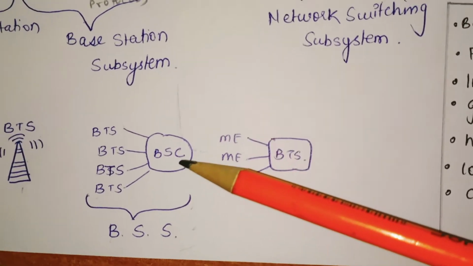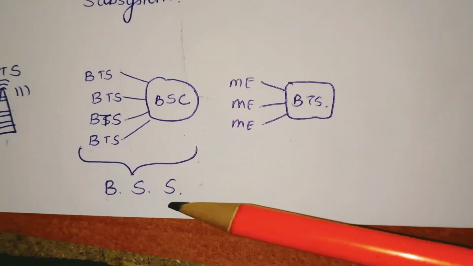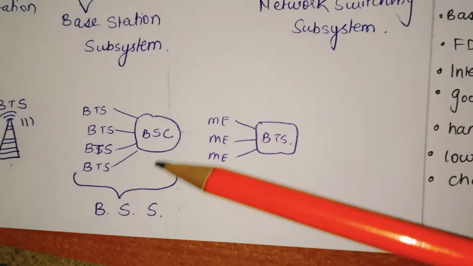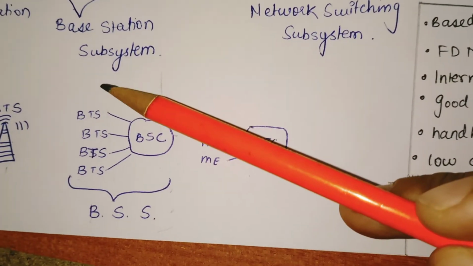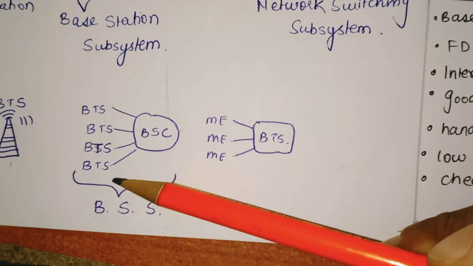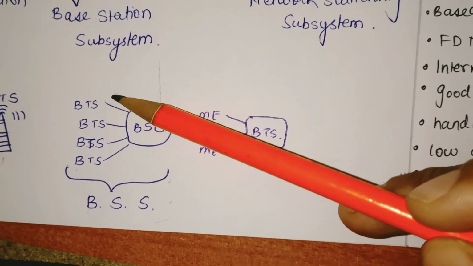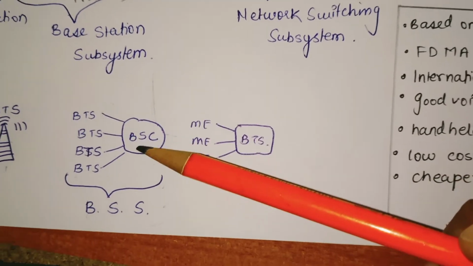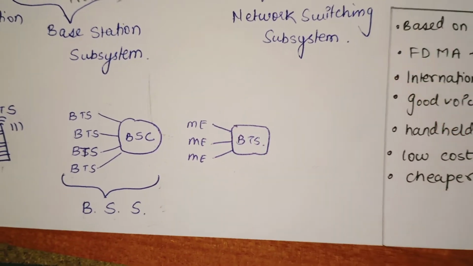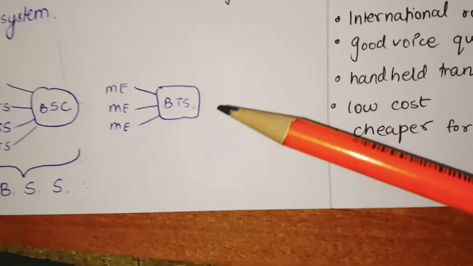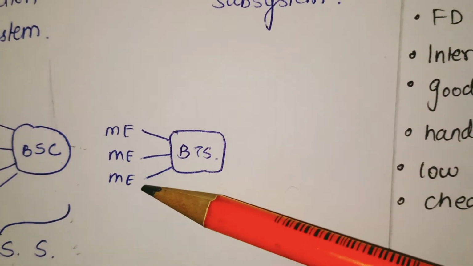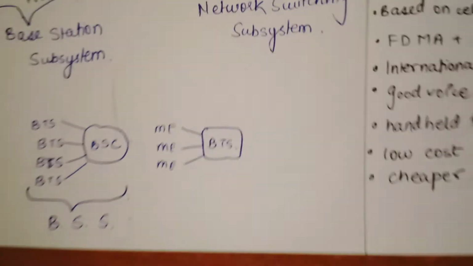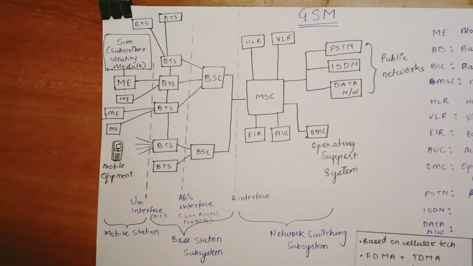So let us talk about the base station subsystem. A base station subsystem consists of lots of BTS. Again, BTS, base transceiver systems. A lot of BTS are connected to a single BSC, and this forms the BSS. And another thing, many MEs, many mobile equipments, are connected to a singular BSC. So now let's talk about the architecture a little bit.